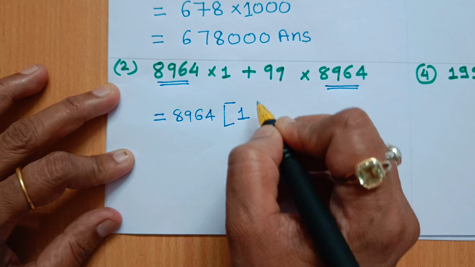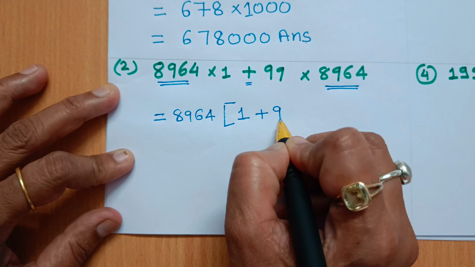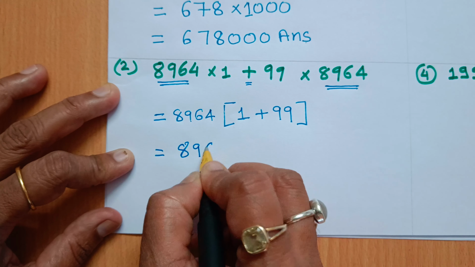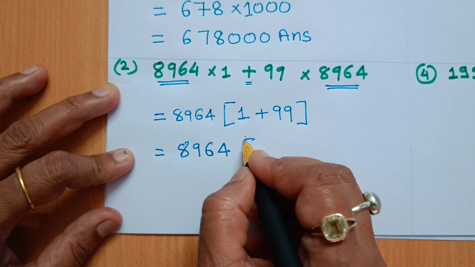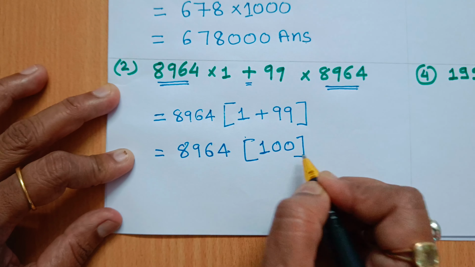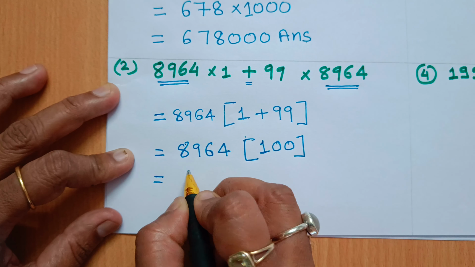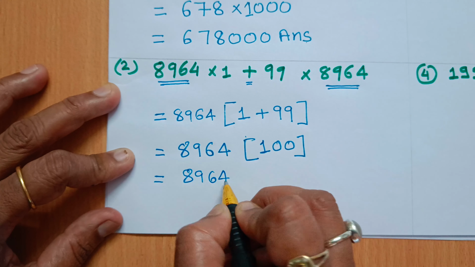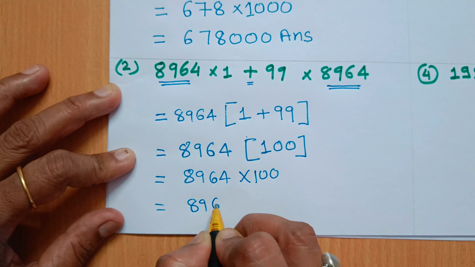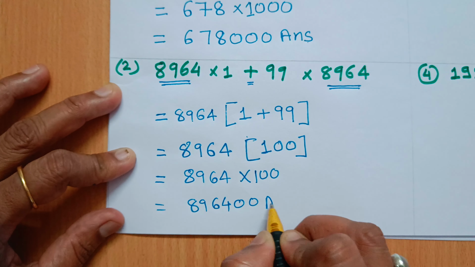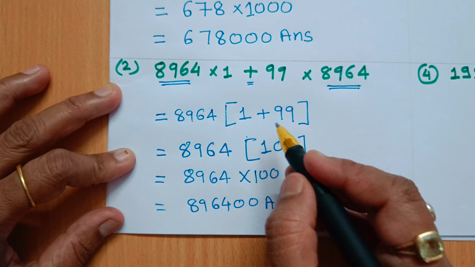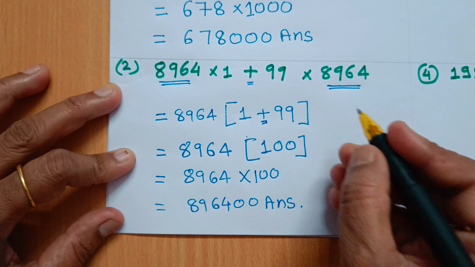Therefore, remaining 1 plus 99 is equal to 8964 in the bracket, 1 plus 99 is 100, is equal to 8964 multiplied by 100, is equal to 896400, our answer. Here we are using the distributive property over the addition.